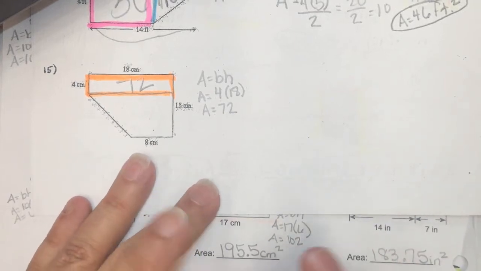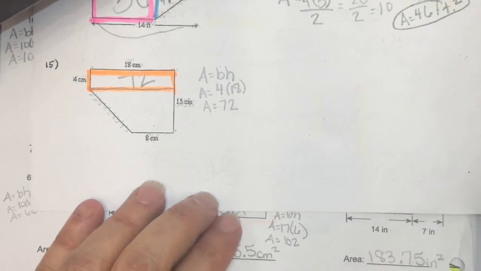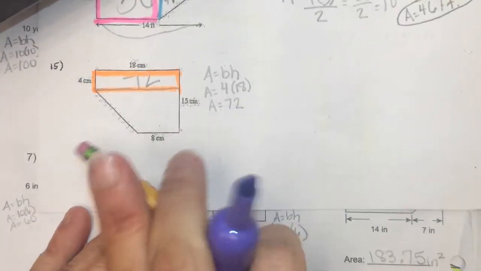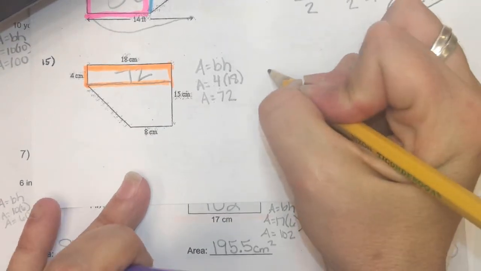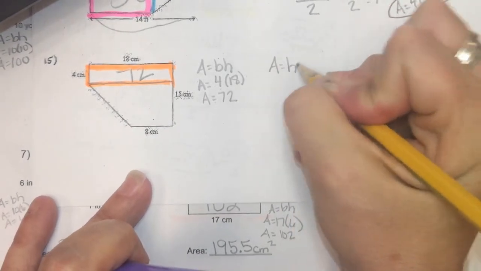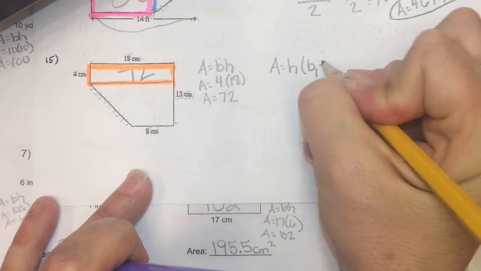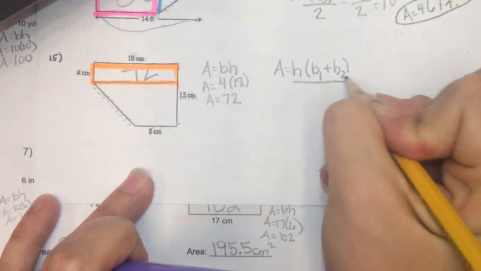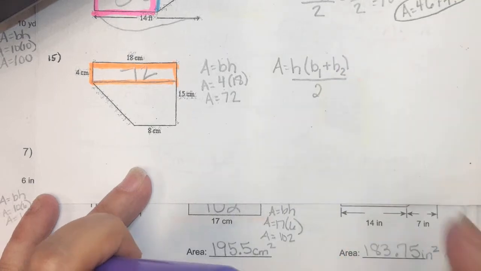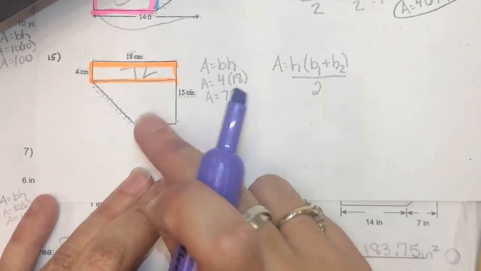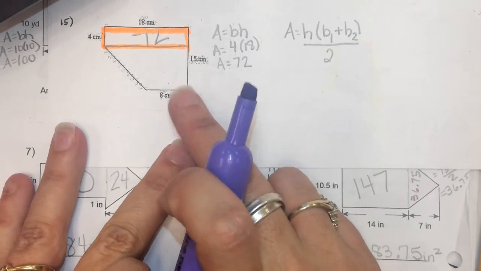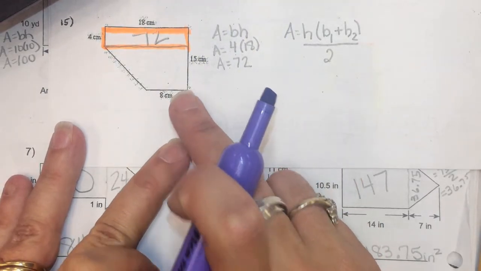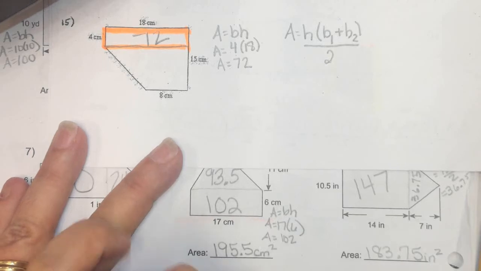The bottom one is a trapezoid. Okay, on a trapezoid, I want you to think about the formula. We need a height, we need a base 1 and a base 2. Can you do the whole thing as a trapezoid? No, because trapezoids only have 4 sides. That one has 1, 2, 3, 4, 5. So you can't do it as a trapezoid.